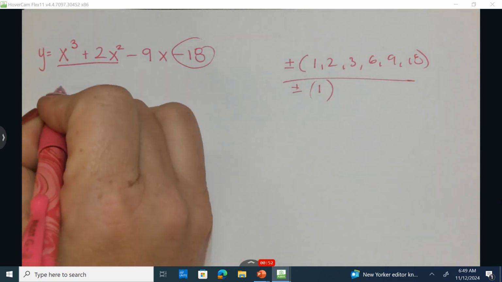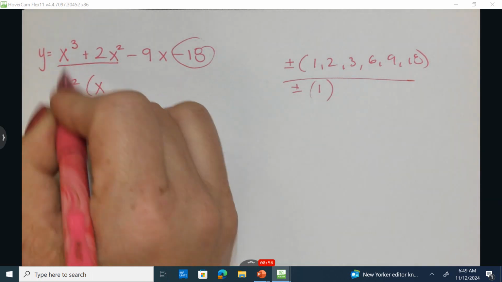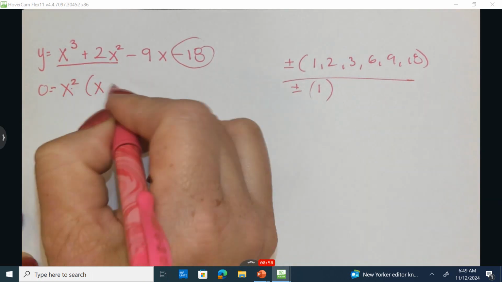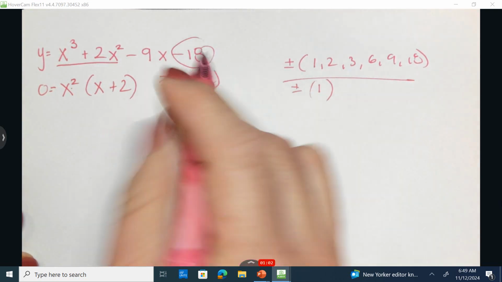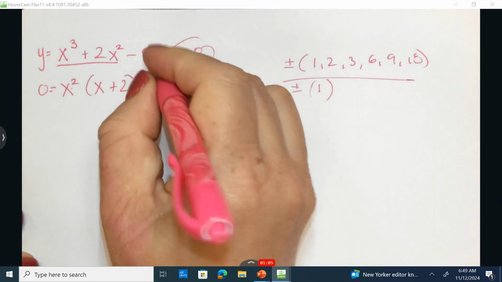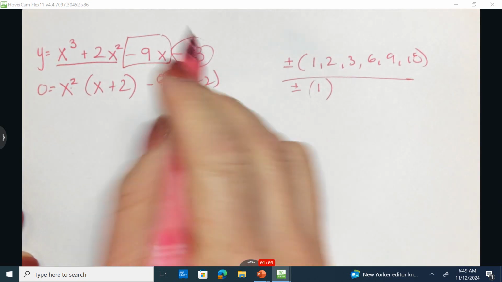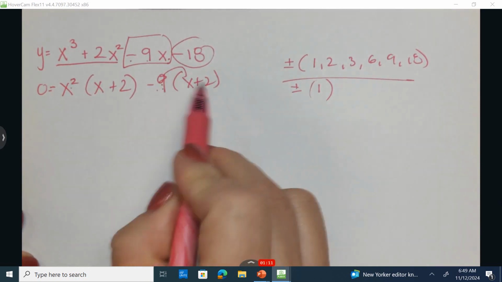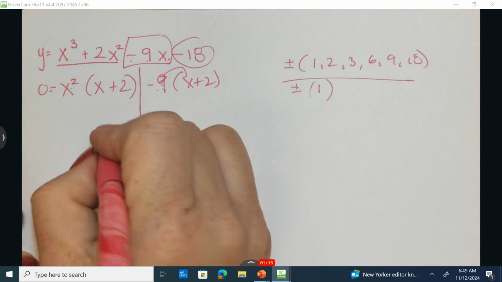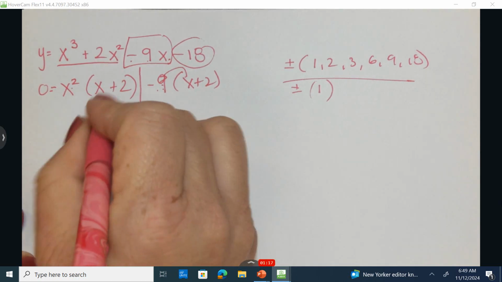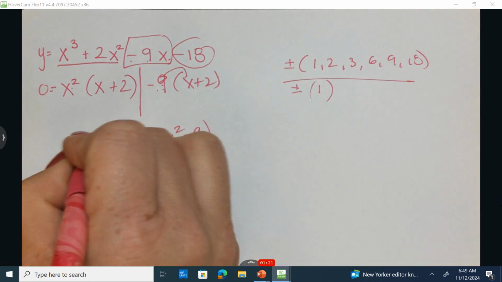I can factor out an x squared, and I'm left with x squared times x is x cubed. X squared times 2 is 2x squared. Is there a value that I can take times x and achieve a negative 9x? Negative 9 times x is negative 9x, and negative 9 times positive 2 is negative 18. So in the front and back, we both contain an x plus 2. In front of the first parentheses is x squared. In front of the second is a negative 9.